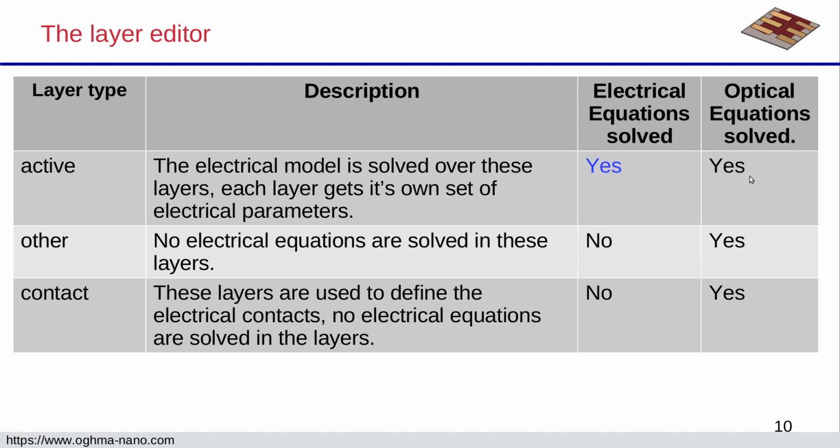Now it's quite tempting when you start to simulate devices to think that every layer should be an active layer, including buffer layers and contact layers. It's not necessary. Generally speaking, it's only necessary to make the semiconductor layer active.